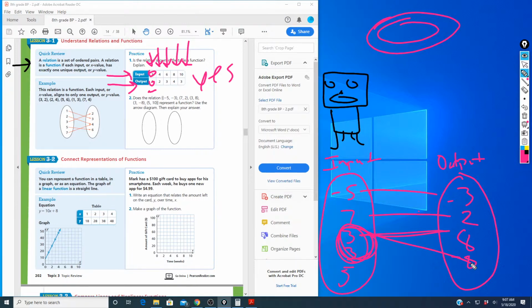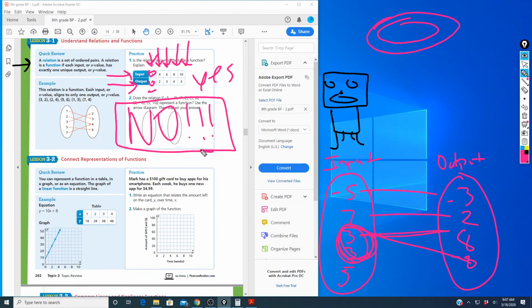So the question is, is this a function? That is one big old no. Again, functions: each individual input has exactly one output.